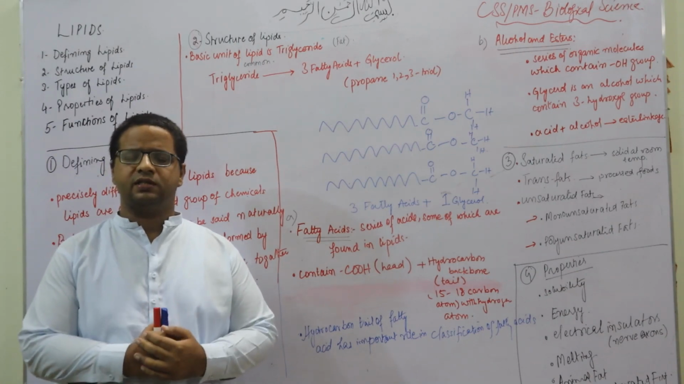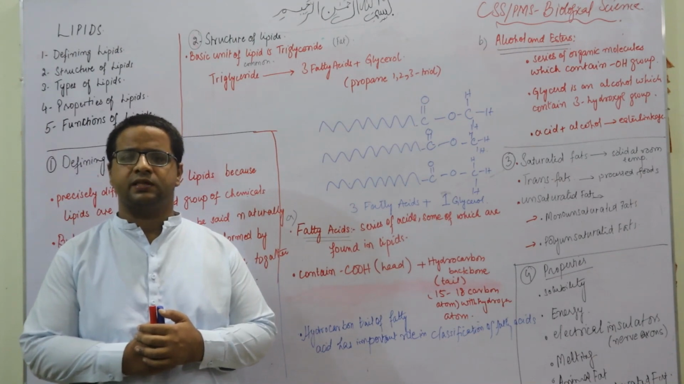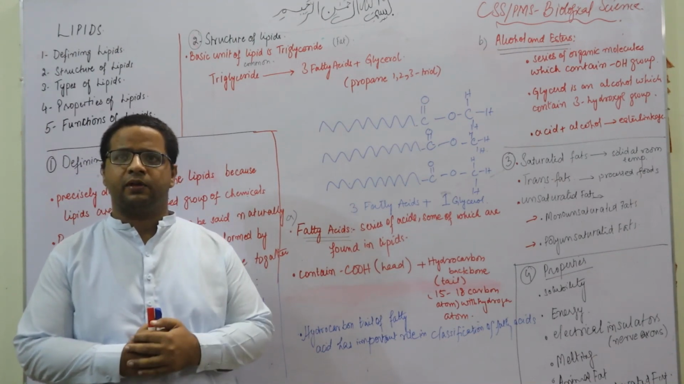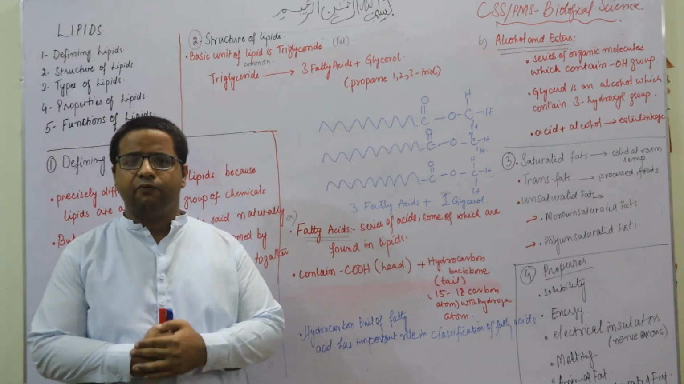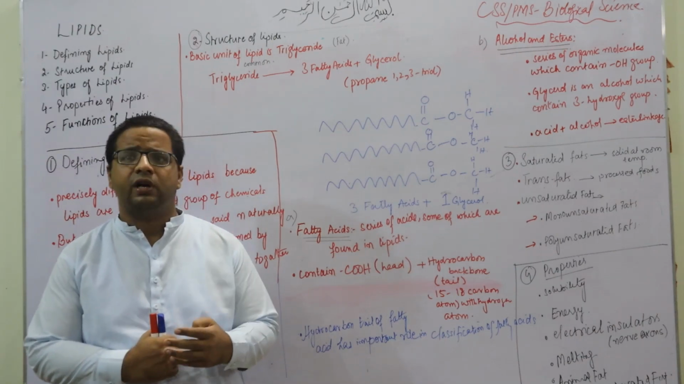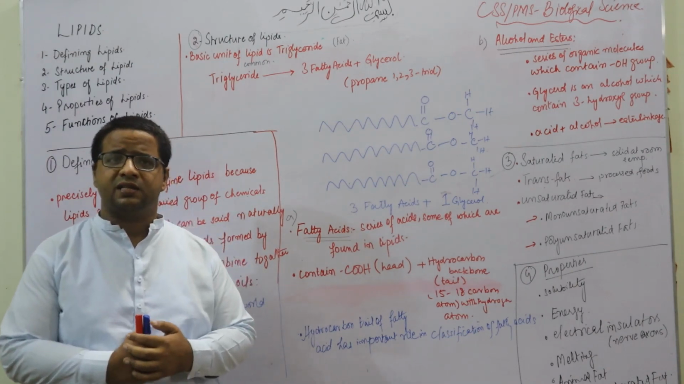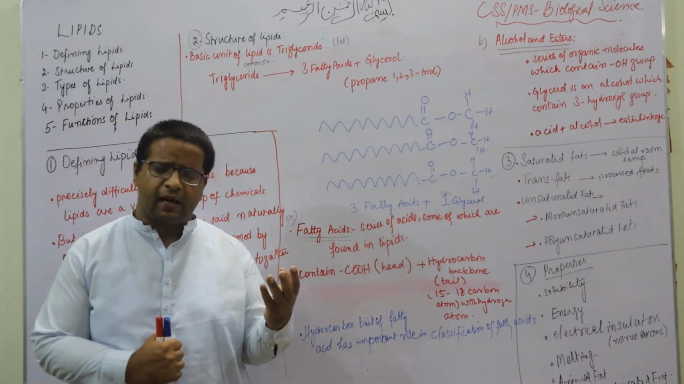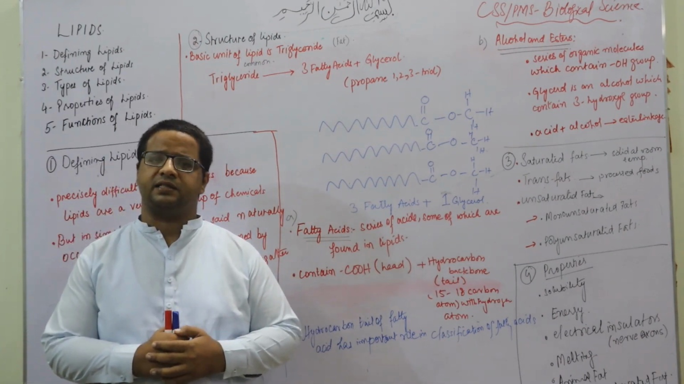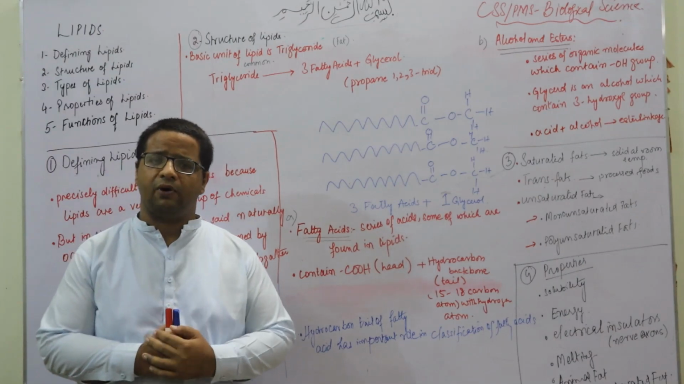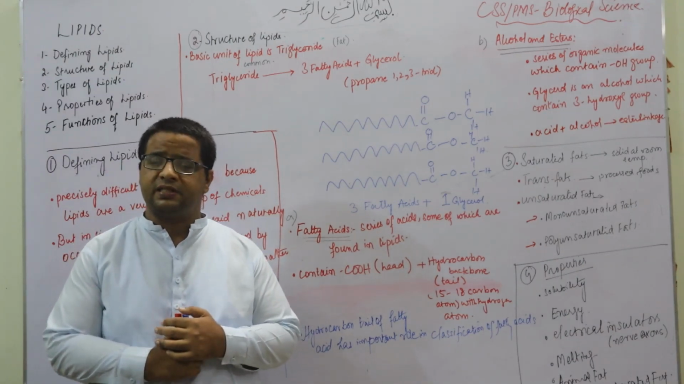Today we are going to discuss lipids, which is a part of the CSS PMS levels. We are going to discuss lipids in detail. This is about biological science section 2 and biomolecules. So we know that there are four types of biomolecules which we need to discuss according to the CSS PMS levels: carbohydrates, lipids, proteins and nucleic acids. So far we have discussed carbohydrates and proteins. In today's lecture we are going to discuss lipids in detail.